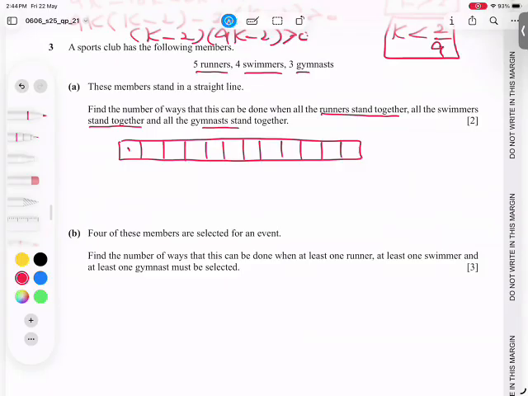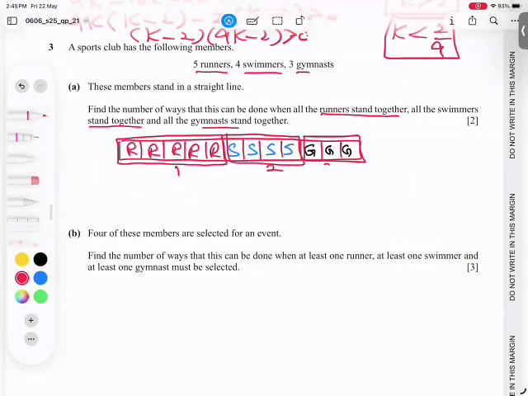Okay, all runners are together: 1, 2, 3, 4, and 5. Now all 4 swimmers are together, and then 3 gymnasts are together. So we will make a box. This box will be together, this will be together, and this will be together. 1, 2, 3. So how to write it, students?